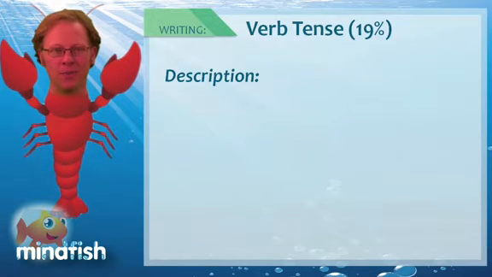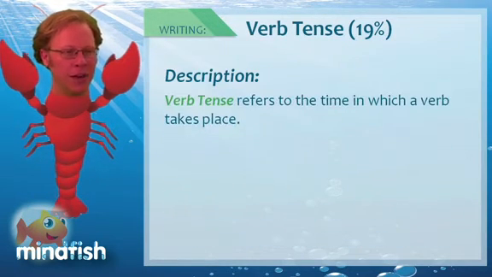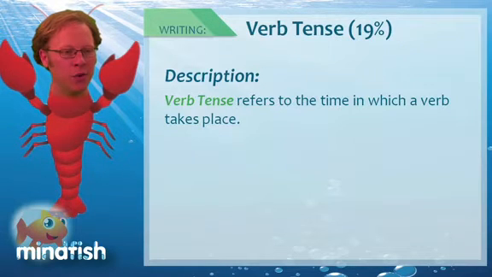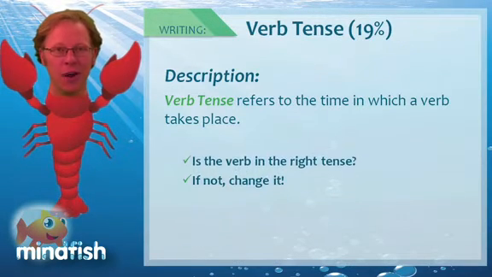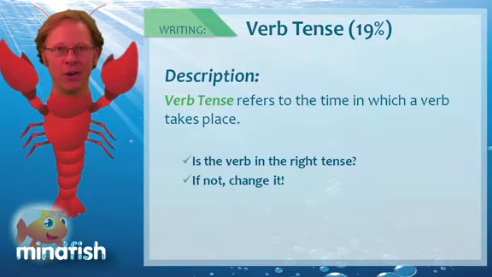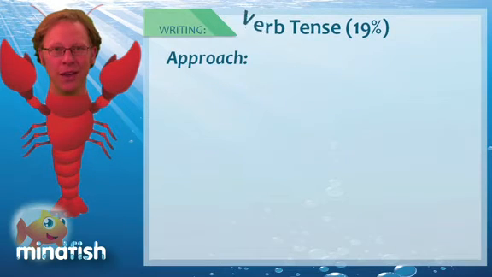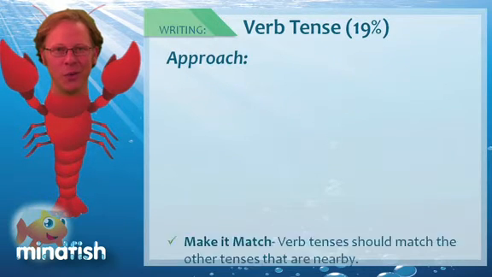What is verb tense? Well, verb tense refers to the time in which the action of a verb takes place. It could be in the past, the present, or the future. Generally, these verb tense questions will ask you to identify verbs that are in the wrong tense and/or correct them by placing them in the correct tense. There are 2 major things that you want to keep in mind with verb tense questions.